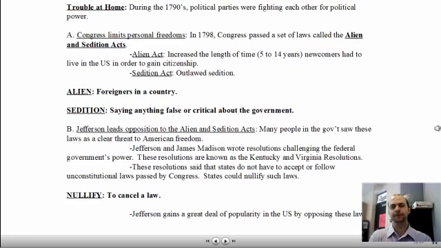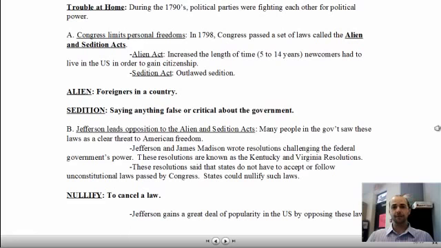Those two laws limited the power of individuals. Basically, it made it so newcomers couldn't vote, and so the politicians could silence immigrants. And then the Sedition Act, in which sedition is saying anything false or critical about the government, outlawed sedition. Well, just imagine that. It limited the voice of people. So Jefferson and others that were really interested in personal freedom got really nervous about this.